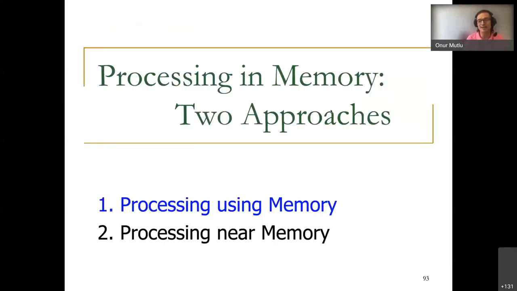Okay, let me quickly give you examples of what kind of benefits we can get with different approaches to processing in memory, and then we're going to conclude. So I'm going to give you 2 examples. One is processing using memory, and the other is processing near memory. These are both examples of processing inside memory, let's say, processing in memory.